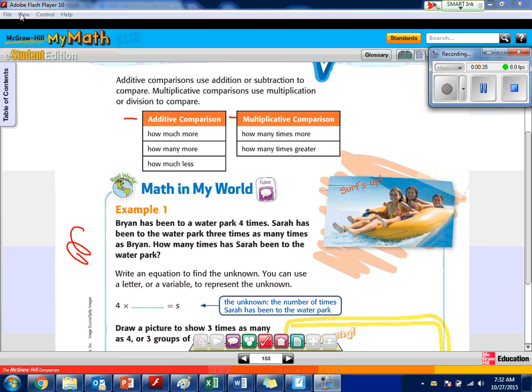Now, what I want you to understand here, just like yesterday, there are words that can tell us what we're going to be doing. So let's say you get into a story problem and you're reading it, and all of a sudden it says, how much more? Or how many more? Or how much less? All of these words are going to lead you to believe that you're going to be adding. But let's say you come to a story problem and it says, how many times more, or how many times greater, you're going to be multiplying. The word that really gives it away is the word times. Anytime you see that word times, well, it makes sense, you're going to be multiplying.